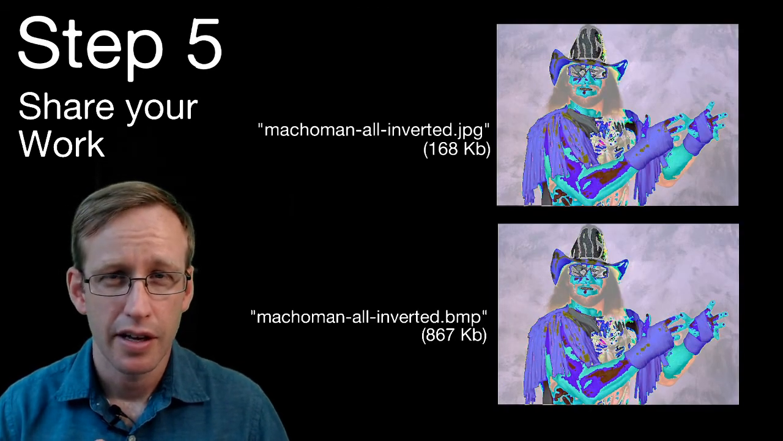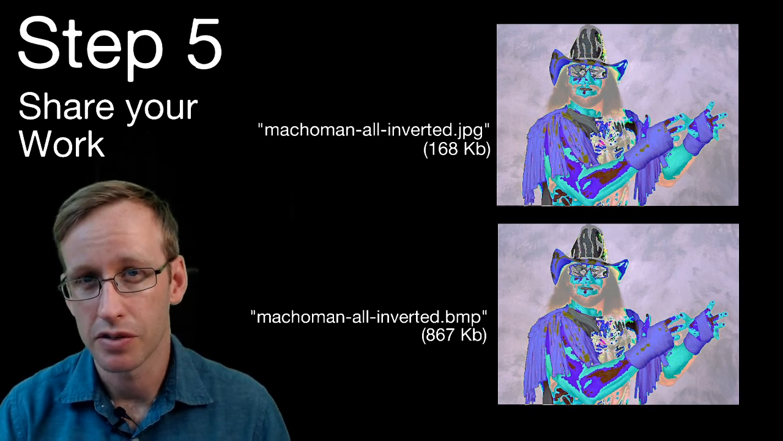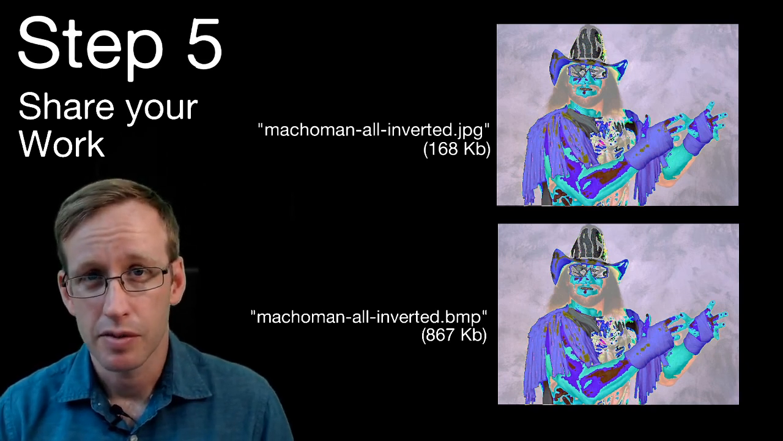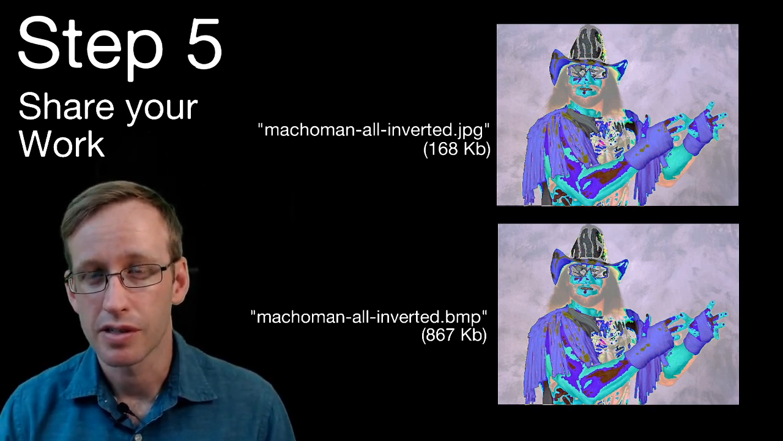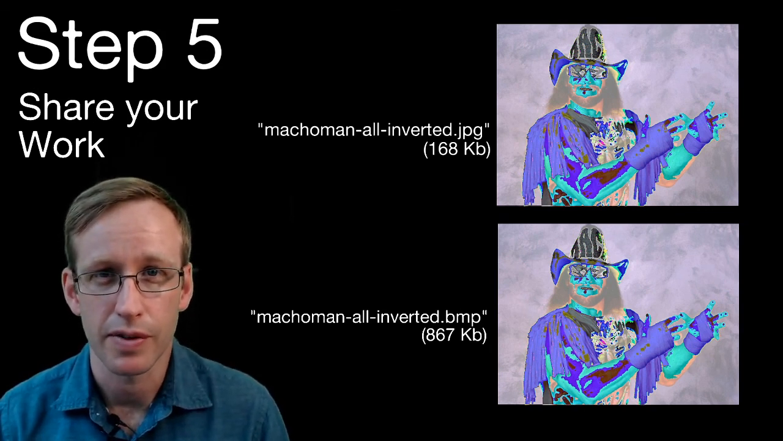And as you can see, the glitched JPEG ended up being a little bit bigger, but it's still much smaller than the glitched BMP. And now that it's a smaller file, it's much easier for me to upload it to somewhere like Twitter, Reddit, send it over Facebook, whatever you like to do with this file.